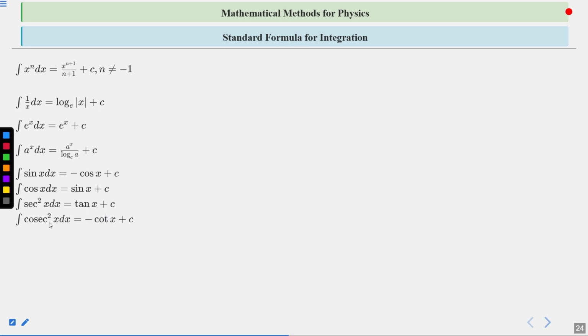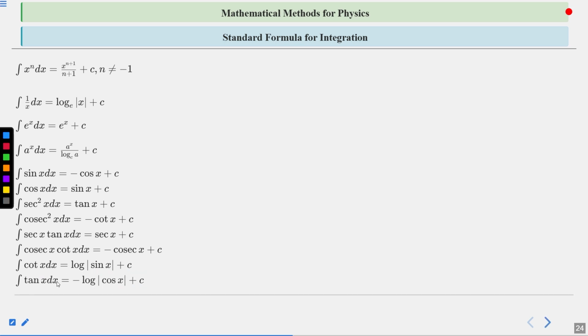And integration of cosec square x dx is equal to minus cot x plus c. Integration of sec x tan x dx is equal to sec x plus c. And integration of cosec x cot x dx is equal to minus cosec x plus c. Integration of cot x dx is equal to log mod of sin x plus c. And integration of tan x dx is equal to minus log mod of cos x plus c. So all the standard formulas for the integration are very important.